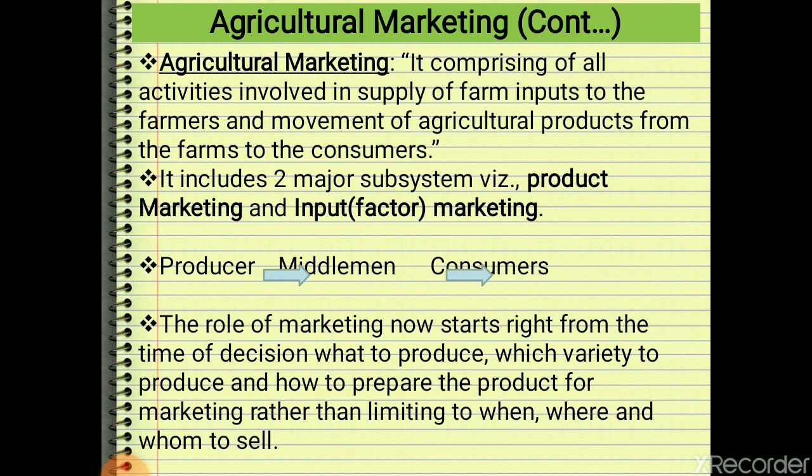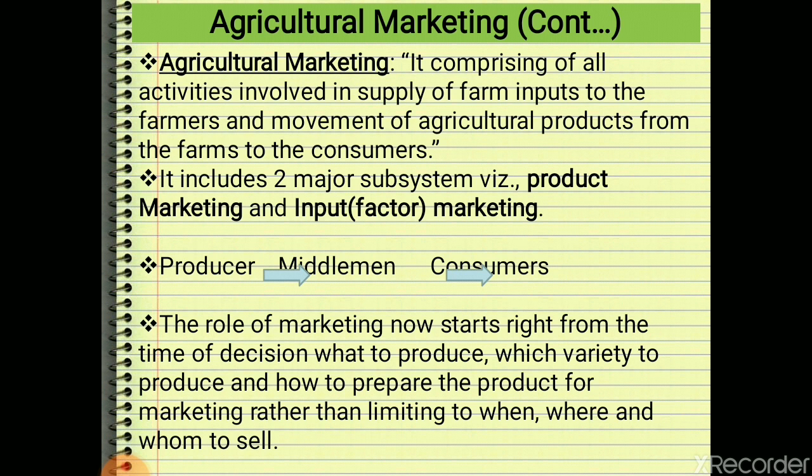So the definition of agriculture marketing is, it comprises all activities involved in the supply of farm input. As we know, suppose you are a farmer, you need quality input, and input includes everything: seed, fertilizer, chemicals, water, credit, electricity. So it comprises all activities involved in the supply of farm input to the farmers and the movement of agriculture products from farmer to the customer. After production, the produce is moved from farmer to consumer. So it includes two major subsystems: product marketing, how we market whatever we have produced, and input marketing, how we are procuring and purchasing input.